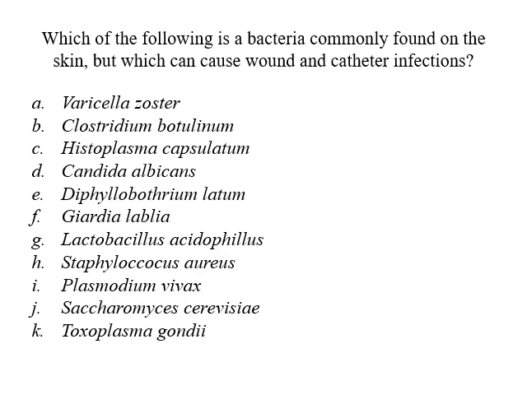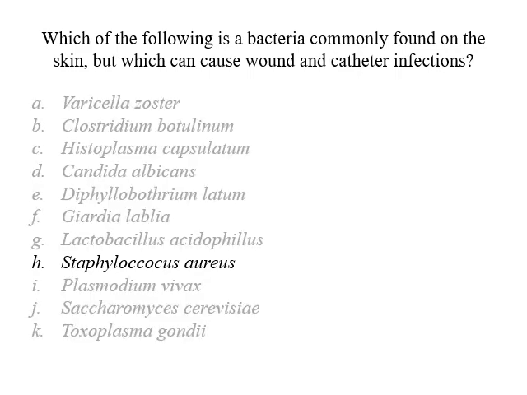Which of the following is a bacteria that is commonly found on the skin, but which can cause wound and catheter infections? Do you remember which one it was? The answer is Staph aureus, Staphylococcus aureus.